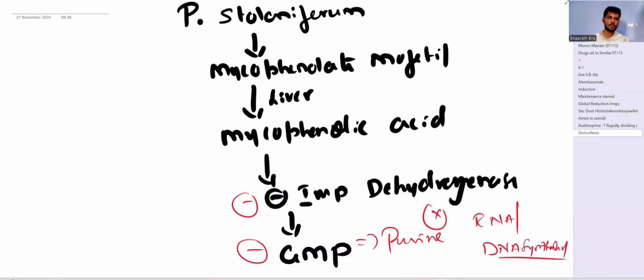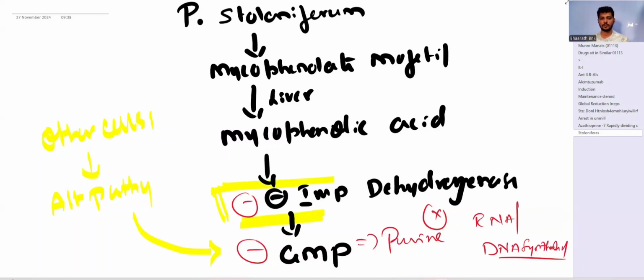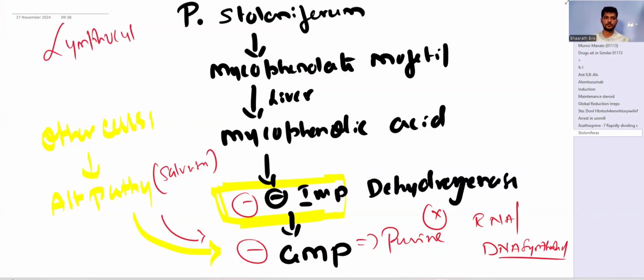But what happens is most of the other cells in the body have an alternate pathway where they can produce this GMP directly without depending upon the inosine monophosphate. Even if this pathway is blocked, they have an alternate pathway, also called the salvage pathway, through which they can directly produce GMP and they don't need to depend upon the IMP dehydrogenase, except lymphocytes. So in the case of lymphocytes, this IMP dehydrogenase is the only pathway through which they can produce GMP.